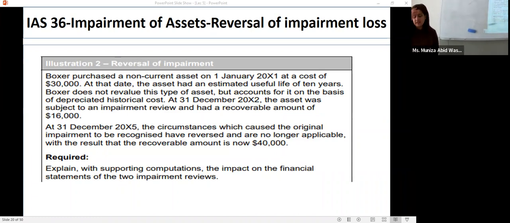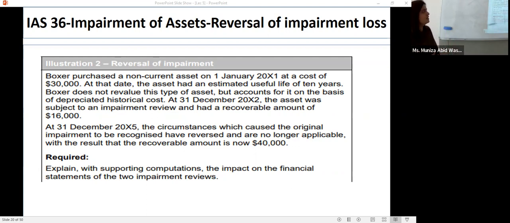Boxer purchased a non-current asset on 1st January 2001 at a cost of $30,000. So on 1st January 2001, an asset has been purchased. Ali, we have just started doing this question, okay? The requirement of the question is that, with supporting computations, you have to show the impact of the impairment reviews in the financial statements, okay?